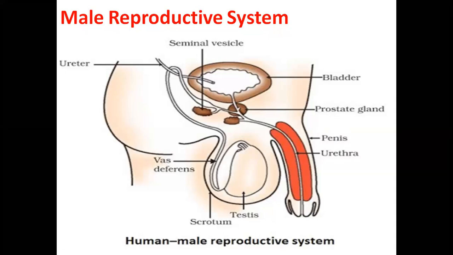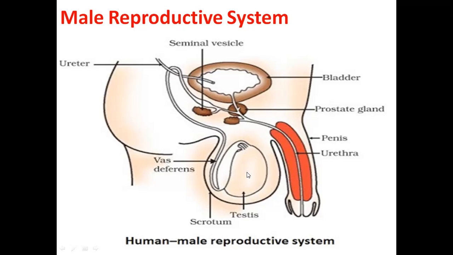Now, we'll try to understand it in detail. There is a pair of testes. Pair means there are two testes. A pair of testes which remain outside the abdomen cavity in the scrotum. This is the scrotum. It's a muscular bag in which these testes remain.